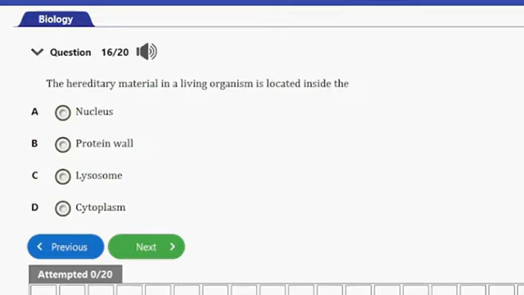Question number 16 here. It says, the hereditary material in a living organism is located inside the A, nucleus, B, protein wall, C, lysosome, D, cytoplasm. So guys, the answer to this question is option A, and that's the nucleus.